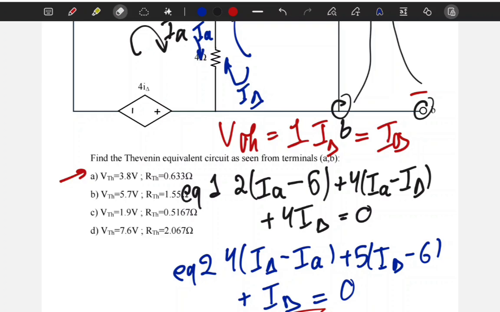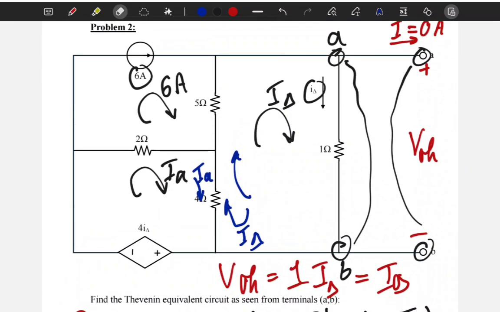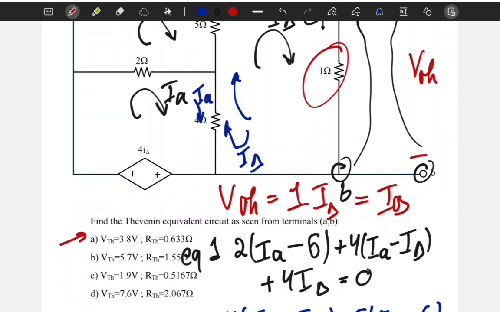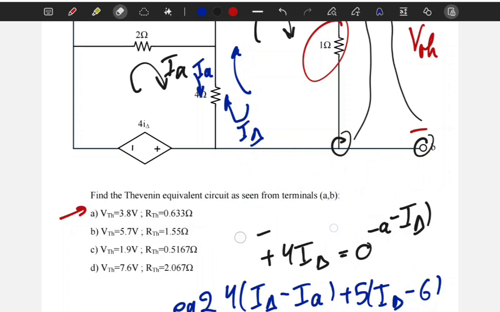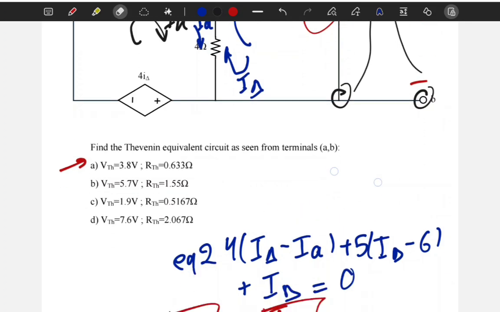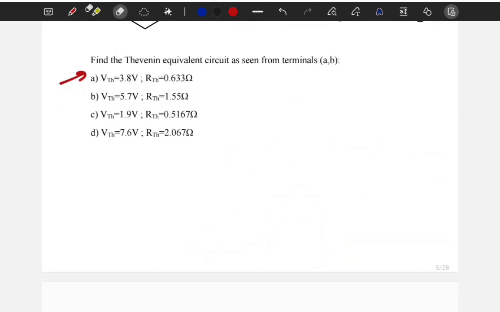Okay. Again, you found I delta, IA, and then you notice that Thevenin is the same as the voltage across this 1 ohm resistor here, and the voltage across this resistor is exactly 1 times I delta. So I delta, and you found Thevenin. Now I need to find I Thevenin. Okay, I found all of these. Now I Thevenin.